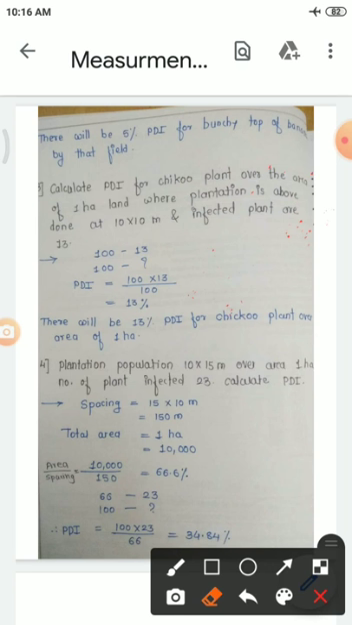So out of 66 plants, 23 plants are damaged. So out of 100, how many plants are damaged? We calculate by the formula: PDI is equal to 100 into 23 divided by 66, and with that 34.84% PDI is obtained. That is, out of 100, 34.84% plants get damaged.